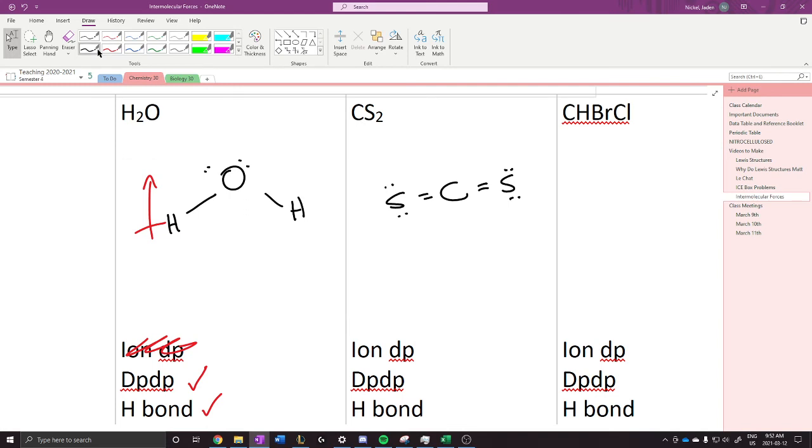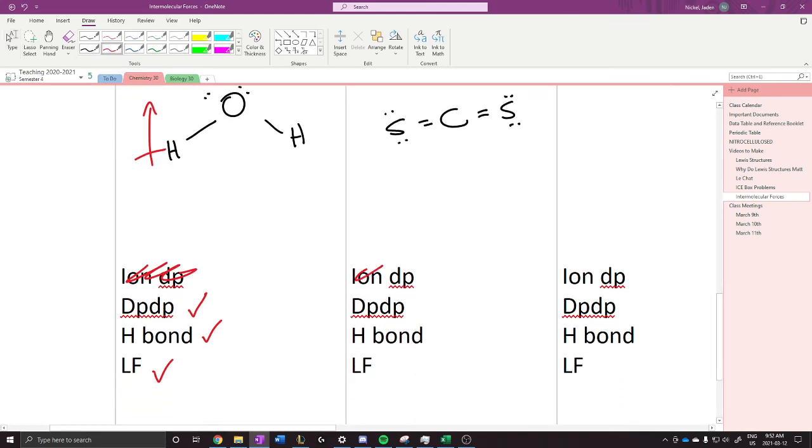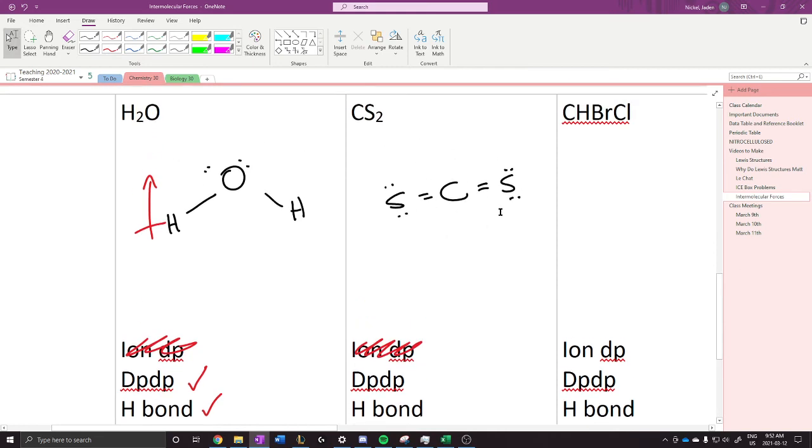So ion dipole, do we have an ion present at all in this molecule? We don't, so we do not have ion dipole. Is this molecule polar? Do we have any asymmetry anywhere? If we cut it down the middle, nope. Cut it through the side, nope. We don't have any asymmetry at all. This is a perfectly symmetrical molecule.